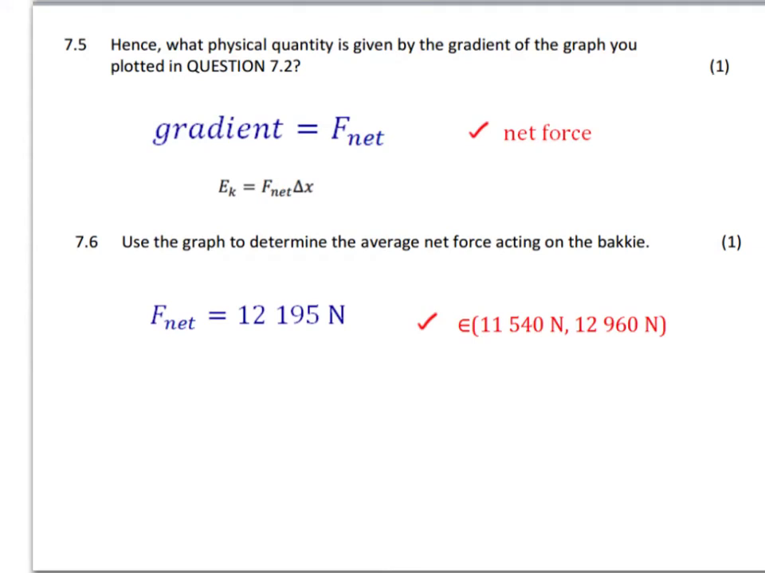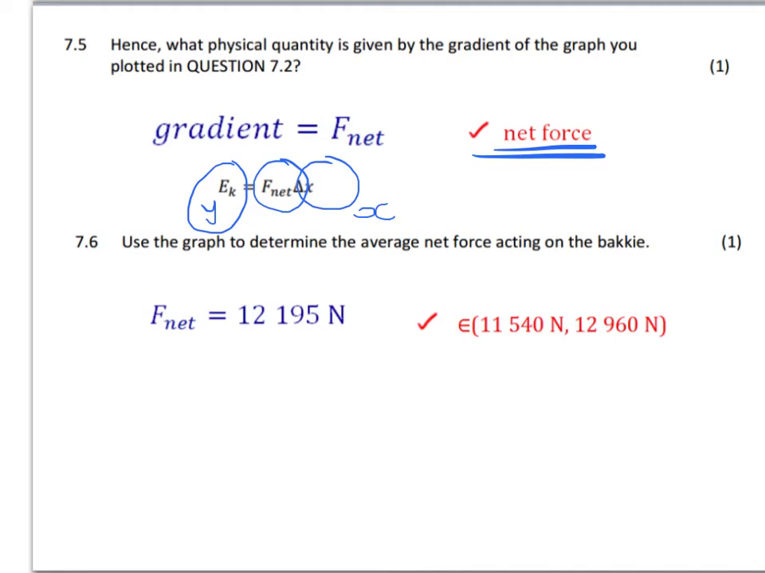Earlier in the question, we plotted a graph of kinetic energy against displacement. We plotted kinetic energy, EK, on the y-axis. We plotted displacement on the x-axis. And written in this particular form, I hope it's clear that your net force must be the gradient of a graph of kinetic energy versus displacement. So the gradient is your net force. This allows us in question 7.6 to use the graph to determine the average net force acting on the bucky.